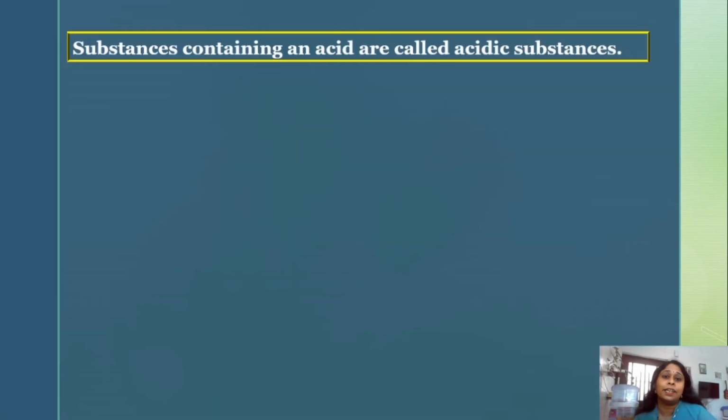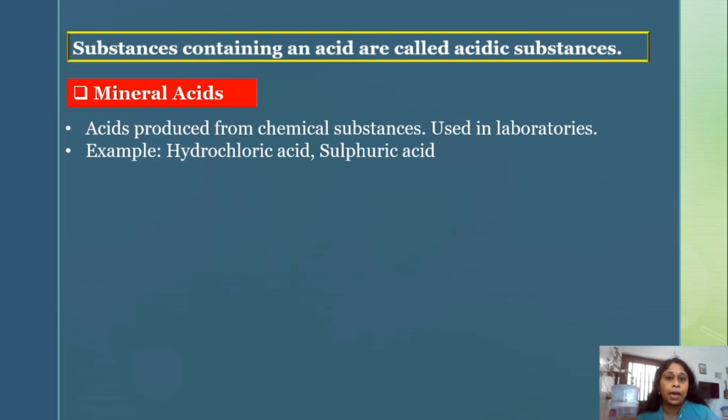The substances that contain an acid are known as acidic substances, and these are broadly classified into two: mineral acids and organic acids. So the first one is mineral acids. What are mineral acids? These are acids produced from chemical substances that we usually see in chemistry laboratories, for example nitric acid, hydrochloric acid, sulfuric acid. These are all examples of mineral acids commonly found in the lab.